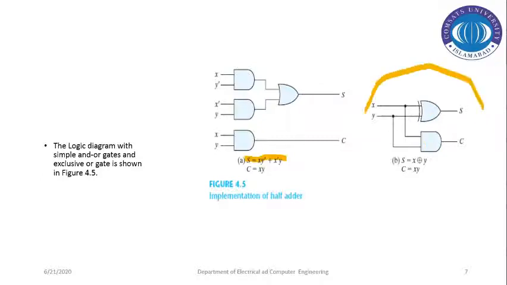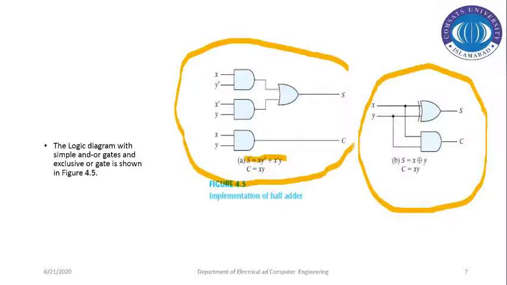So we can either implement this setup by using one exclusive OR gate and one AND gate, or we can implement by using the primary gates AND, OR and NOT. So we can have both options to implement. So let us see how we're going to implement this by using the Verilog HDL.